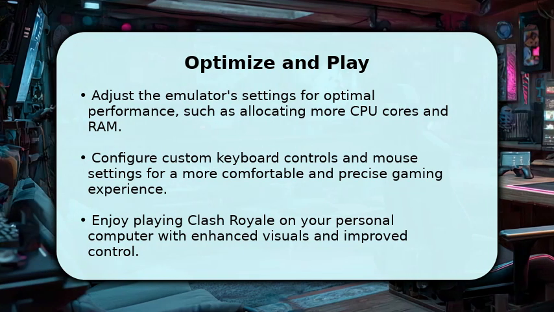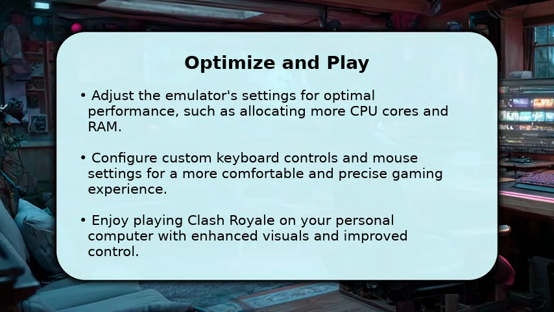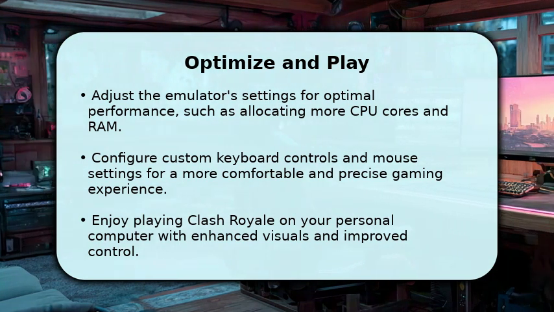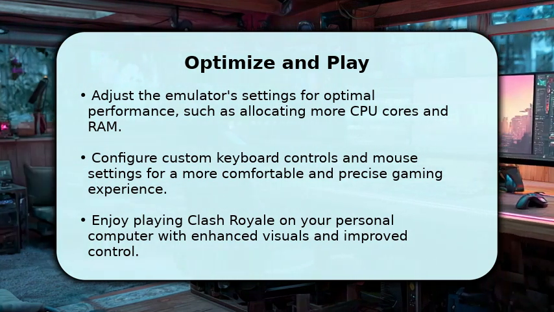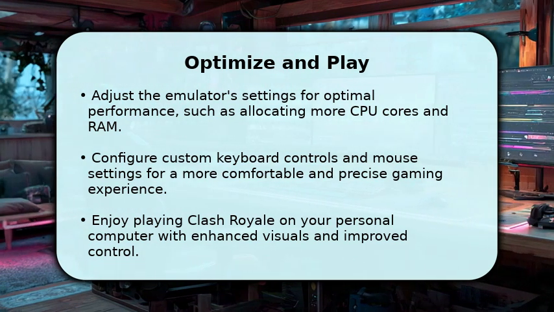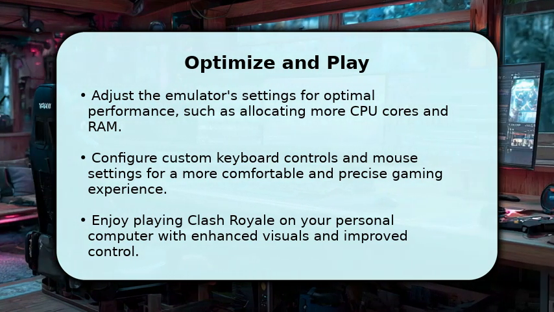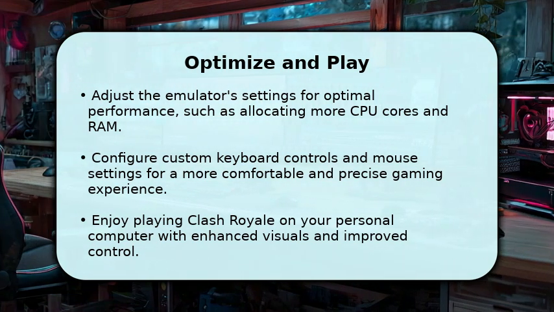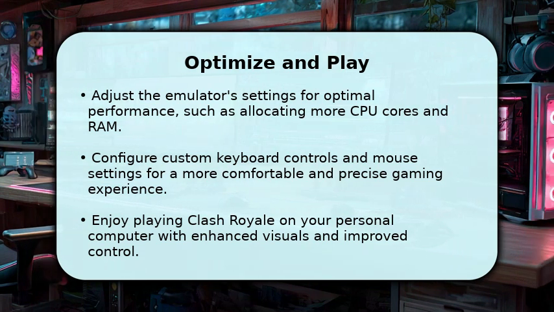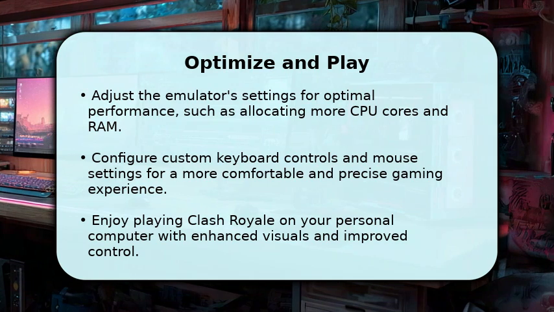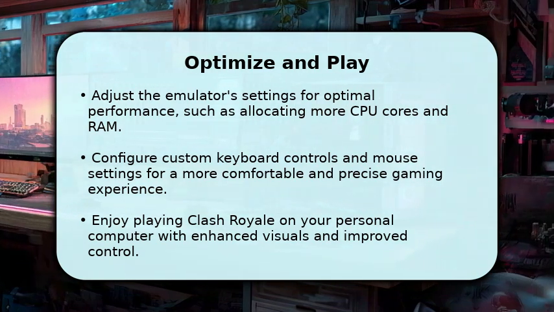Finally, optimize your experience and start playing. Access the emulator's settings to allocate more resources, perhaps 4 CPU cores and 4 GB of RAM if your system allows. Customize your keyboard and mouse controls for Clash Royale, mapping actions to keys for greater precision than touch controls. Now you're ready to enjoy Clash Royale on a larger screen, with better graphics and more comfortable gameplay, enhancing your strategic battles.